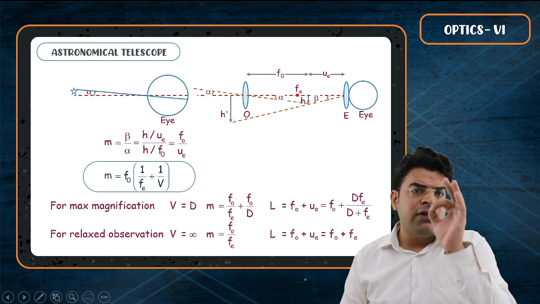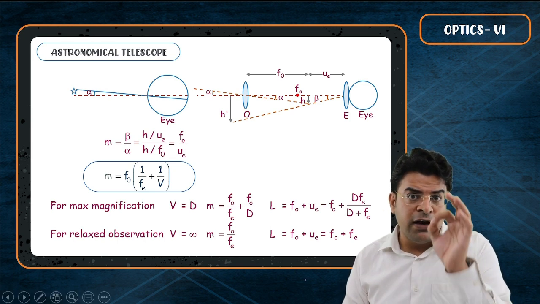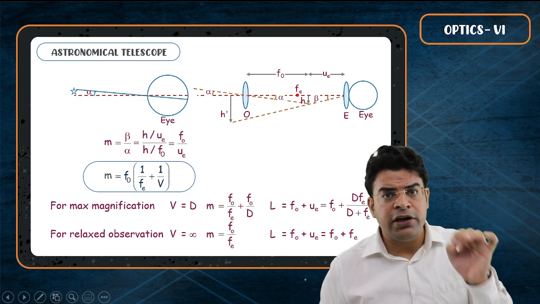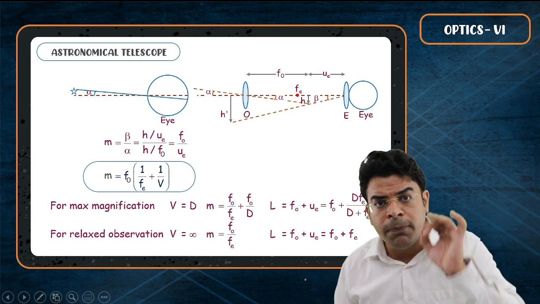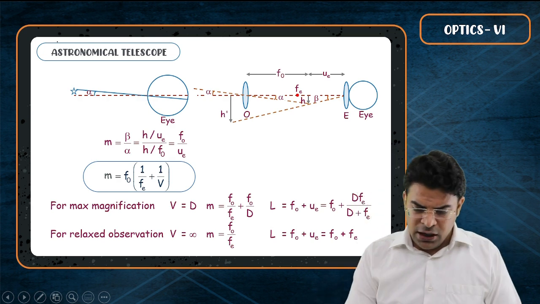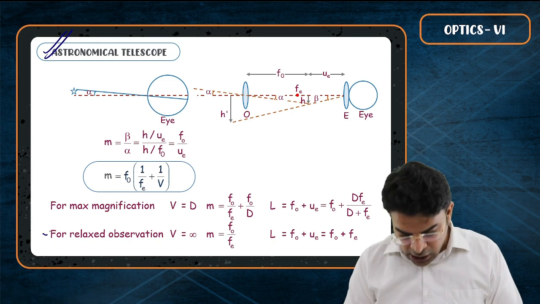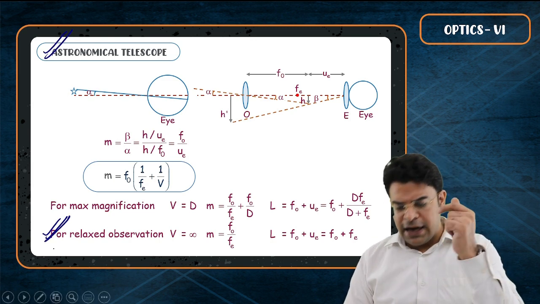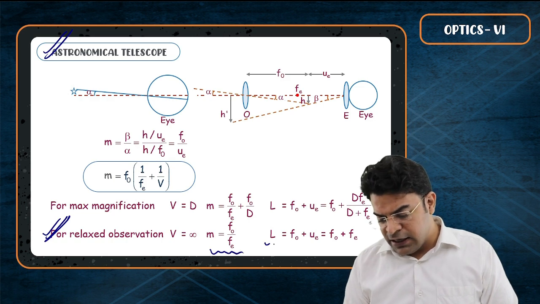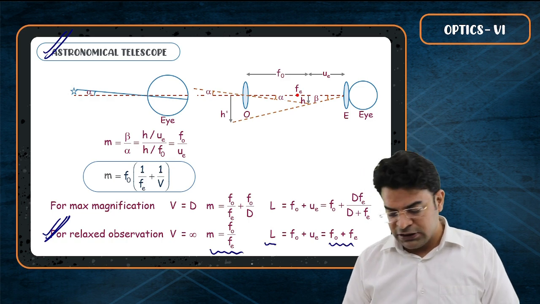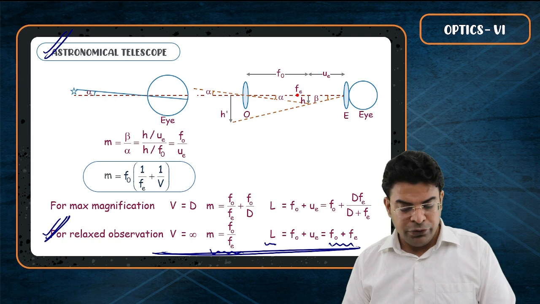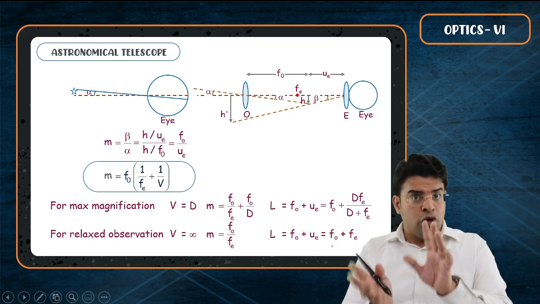The number one FAQ, frequently asked question in any competitive examination from optical instruments, comes from here. Astronomical telescope under relaxed observation. Remember that magnification is f naught by Fe and the length of the telescope is f naught plus Fe. Most of the questions come from here.